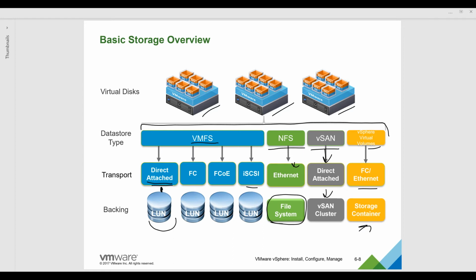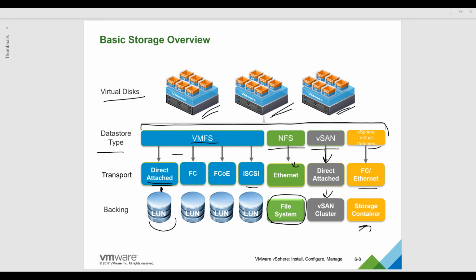iSCSI, NAS, and your fiber channel over Ethernet can run over 1 gigabit Ethernet or 10 gig. Now the 10 gig provides increased storage performance levels and sufficient bandwidth that allows multiple types of your higher bandwidth protocol traffic to coexist on that same network, to make it run faster, to make it more accessible. So as you see, you have your virtual disk here.